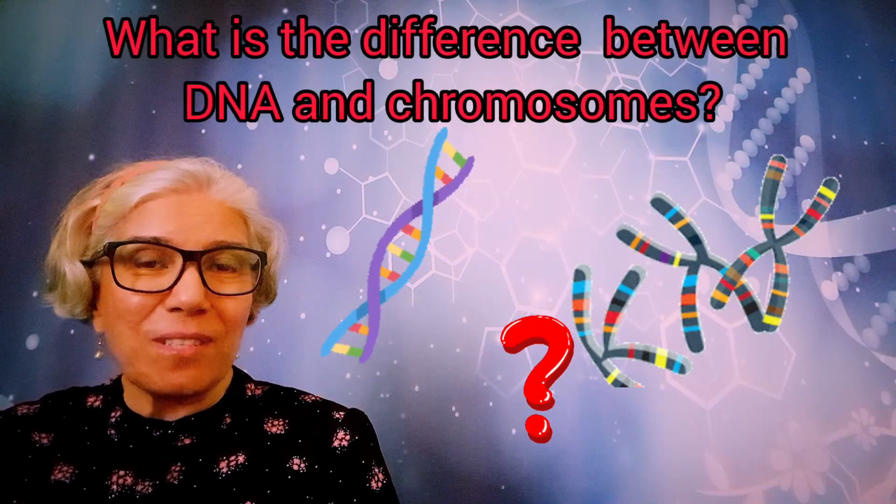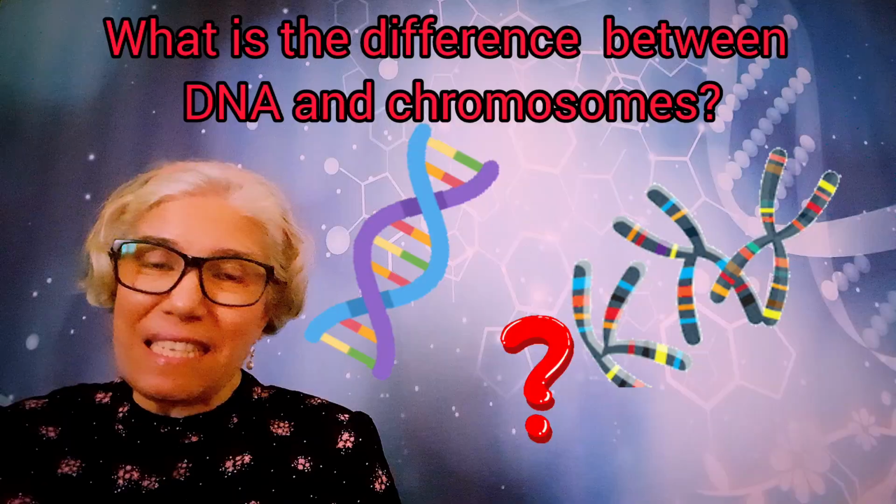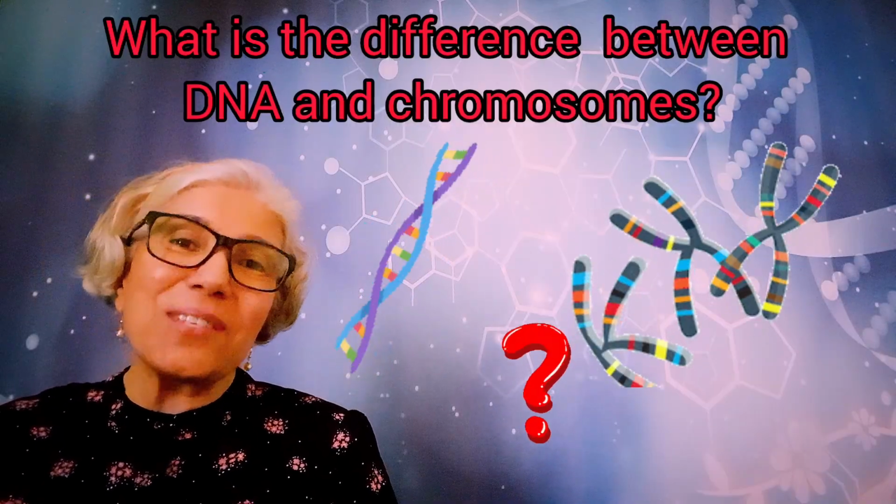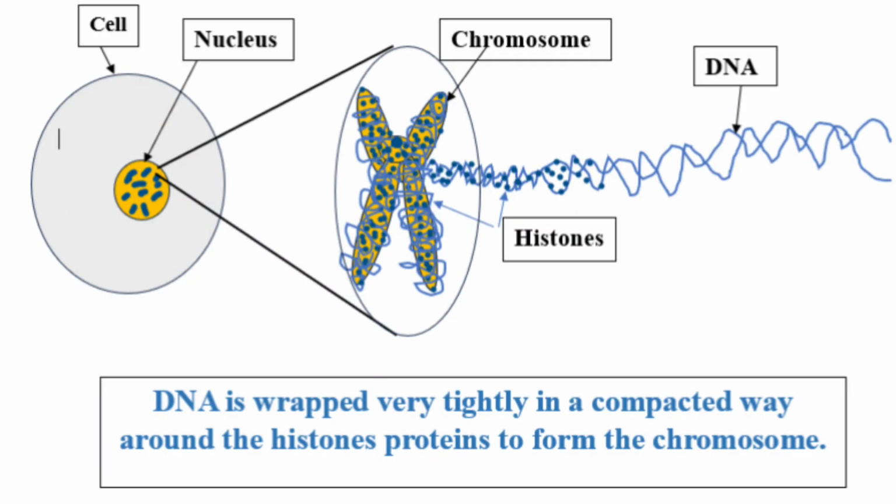I remember that we were taught in school years that chromosomes are the carriers of genetic information. So what is the difference between DNA and chromosomes? Very simple. The chromosome is composed of one DNA molecule wrapped in a very unimaginable, complicated, and compacted way around proteins called histones. This complicated wrapping is important for condensing the very, very long DNA molecule inside the very, very small nucleus in order to protect it and keep it safe and be able to regulate its functions.